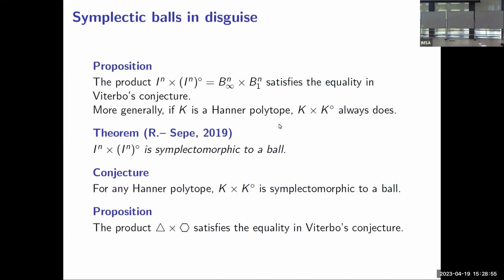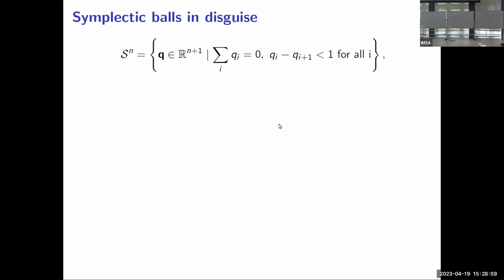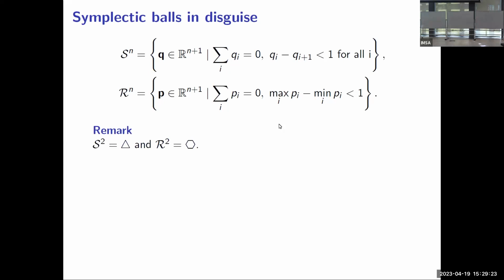In fact, we can do something similar in all dimensions. So let me tell you what these polytopes are. Let's define these two polytopes, Sn and Rn. Maybe it's not completely obvious that these are bounded polytopes, but they are. If you think about it for a little bit, you figure out that Sn and Rn are polytopes. Sn, it's not hard to see, is always a simplex. Rn is not a simplex, it's a more complicated polytope in general. But in dimension 2, S2 is the equilateral triangle, and R2 is the regular hexagon.